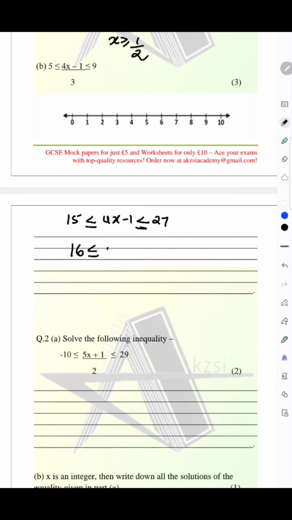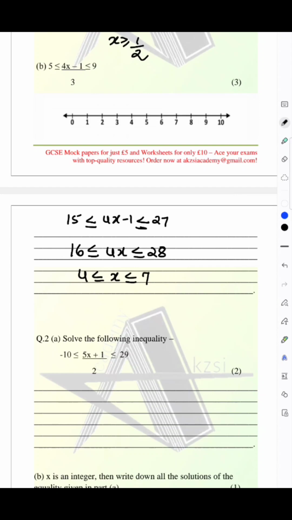16, 4x, 28. Now we have to divide all the sides by 4. It will give me 4, 7, and that's your final answer, which is that x is greater than or equal to 4 but less than or equal to 7.